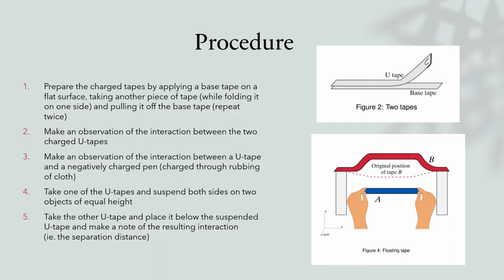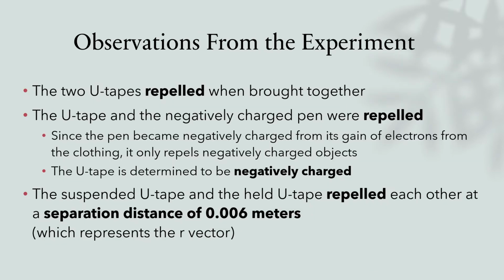Finally, a U-tape should be suspended on two objects of equal height, and another U-tape should be placed under it to see the resulting interaction, i.e. finding the separation distance.